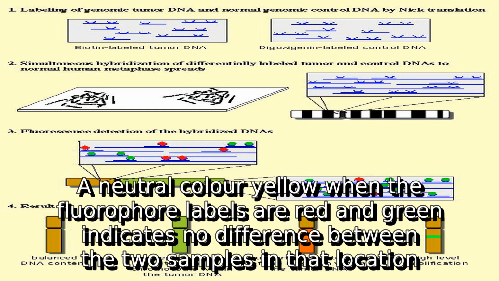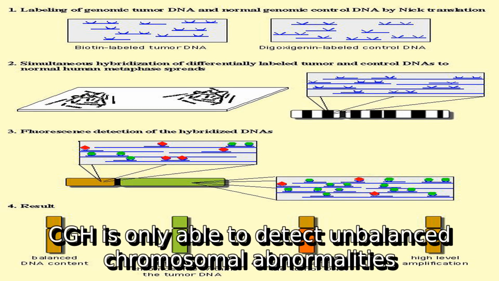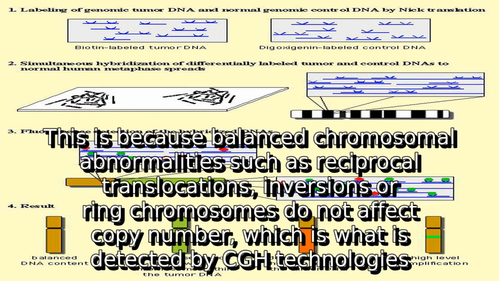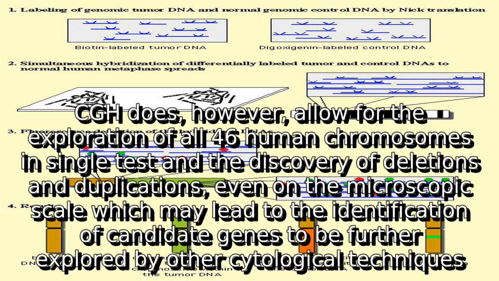A neutral color, yellow when the fluorophore labels are red and green, indicates no difference between the two samples in that location. CGH is only able to detect unbalanced chromosomal abnormalities. This is because balanced chromosomal abnormalities such as reciprocal translocations, inversions, or ring chromosomes do not affect copy number, which is what is detected by CGH technologies.